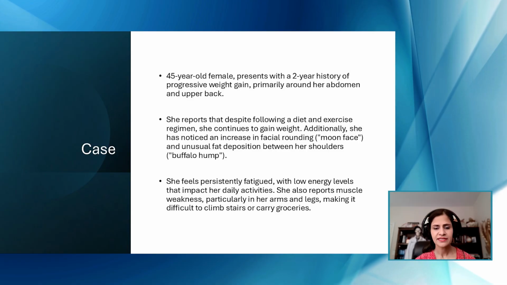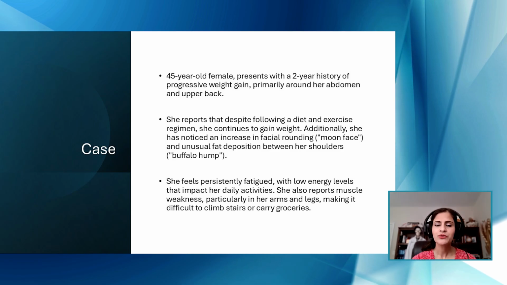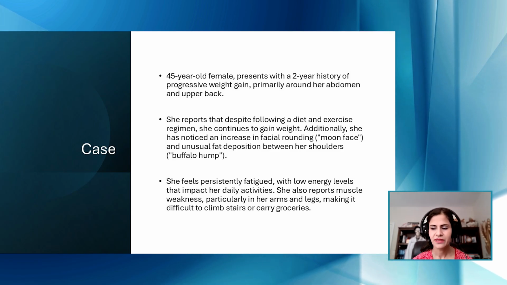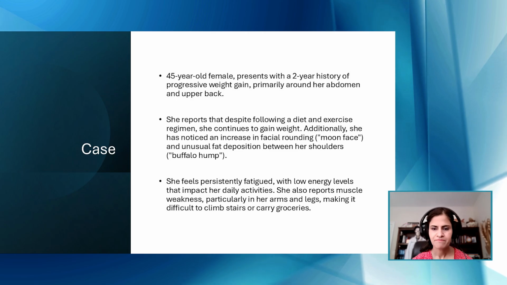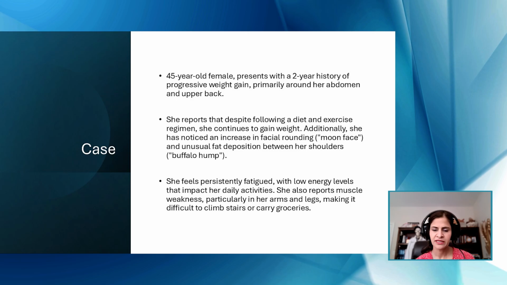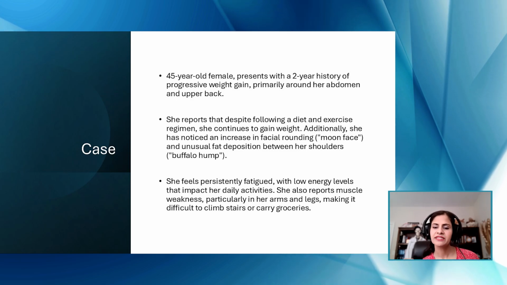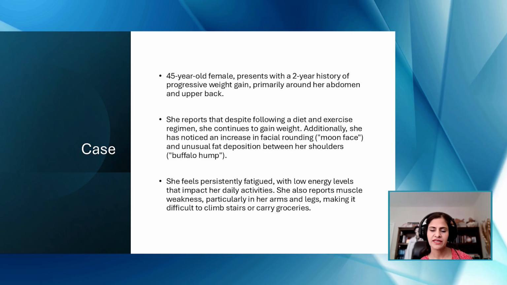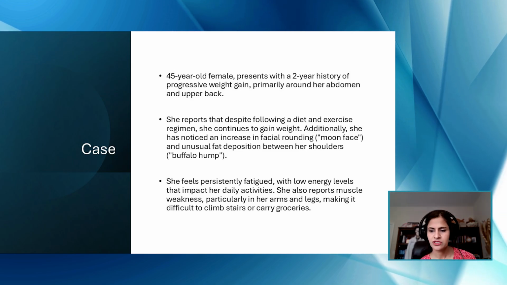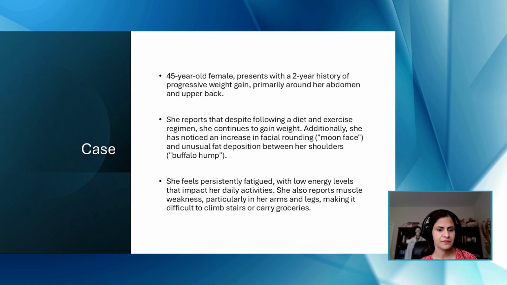So we're going to our second case. Next slide. So 45-year-old female presents with a 2-year history of progressive weight gain, primarily around her abdomen and upper back. She reports that despite following a diet and exercise regimen, she continues to gain weight. Additionally, she has noticed an increase in facial rounding, moon face, and unusual fat deposition between her shoulders. That's the dorsocervical fat deposition, colloquially called a buffalo hump.